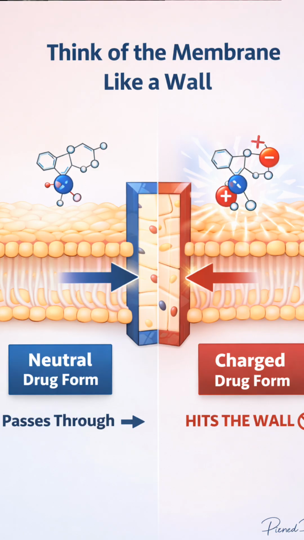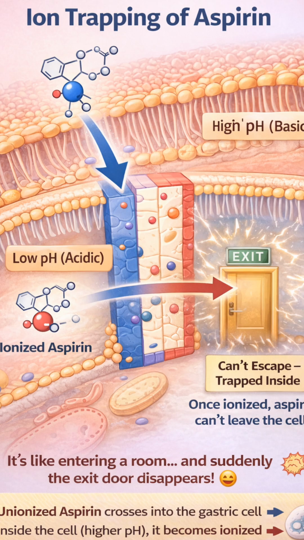Now, imagine this. Aspirin crosses into a gastric cell because it was unionized in the stomach. But inside the cell, the pH is higher, so it becomes ionized. Now, it cannot come back out. It's like entering a room and suddenly the exit door disappears. This is called ion trapping. And this is one reason why aspirin can damage gastric cells.